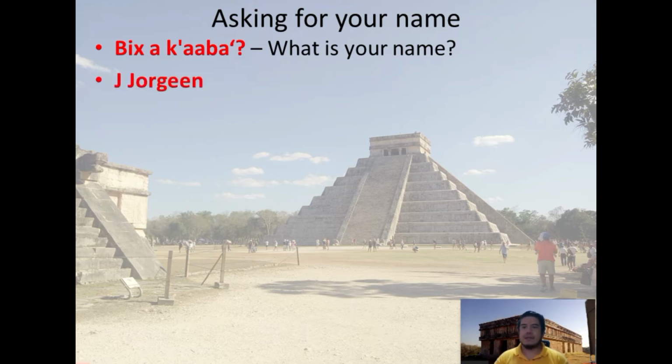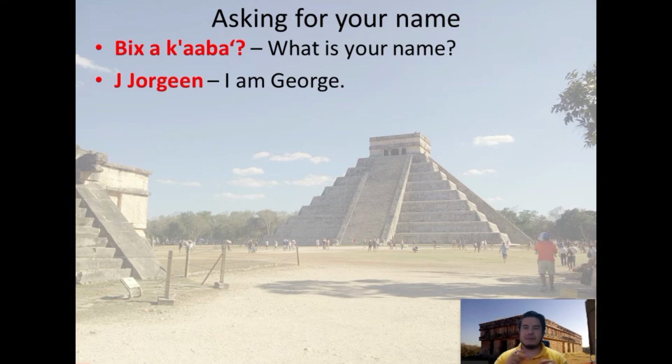Then we have Jorge, which means I am George or I am Jorge. It is important to notice that the J somehow stands for Mr. and it is normally used before names, which is somehow similar to the way we use Mr. in English, but a little bit different because Mr. is normally used with last names or family names. But in this case we tend to use it before names, personal first names.